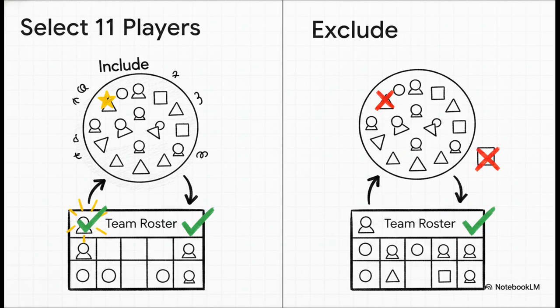Here's the logic. That one star player is locked in. That means one roster spot is taken, and one player is removed from the available pool. So your favorable chance is choosing the remaining 10 spots from the remaining 15 players. So 15 choose 10. Conversely, if you must exclude a particular player, you ban them from the pool entirely. Now you only have 15 players to choose from, but you still have to fill all 11 spots. So in that case, your favorable chances are 15 choose 11.